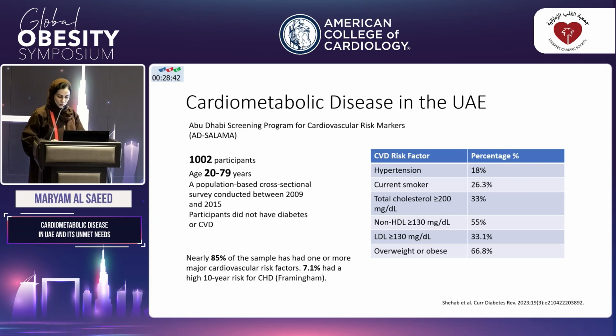Again, part of this group includes a young cohort. And they used multiple risk factor calculators, Framingham being the main one. And 7.1% of this group had a high 10-year risk of cardiovascular disease. Again, if we look at the details, 18% had hypertension, 26% were smokers, specifically among the male group. And this is a modifiable risk factor. So you have a combination of modifiable risk factors and maybe some that are not so modifiable, they could be genetic. Overweight or obese, grouped together, was 66.8%. And we're looking at non-HDL cholesterol more than 130 milligrams per deciliter in 55%.